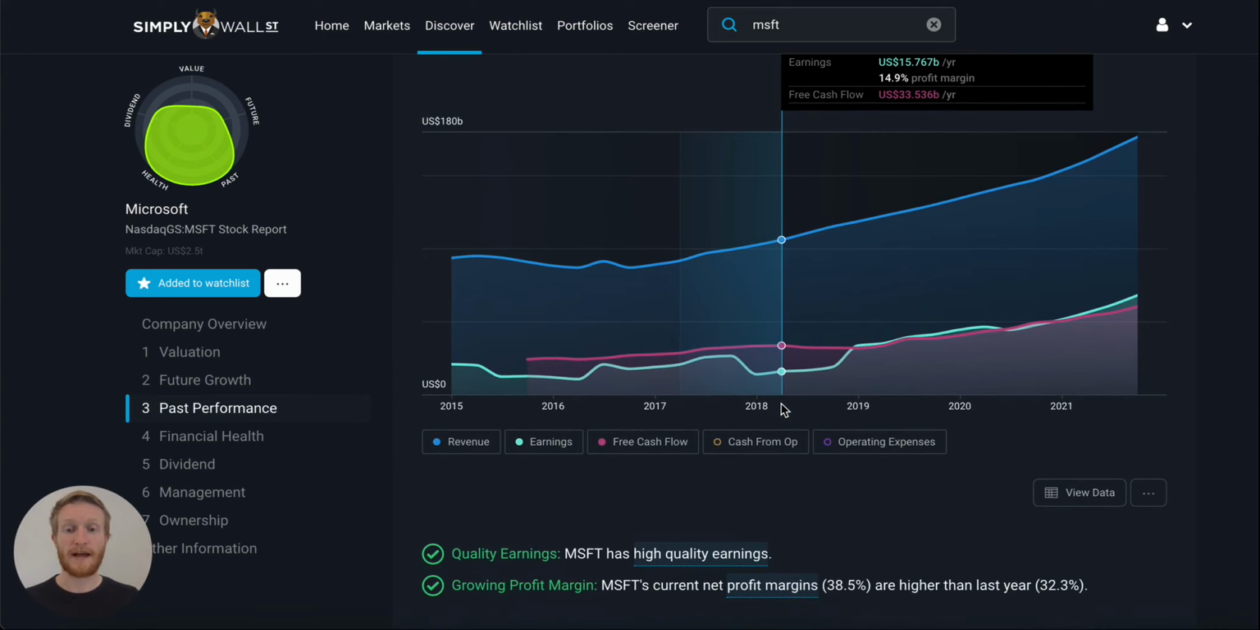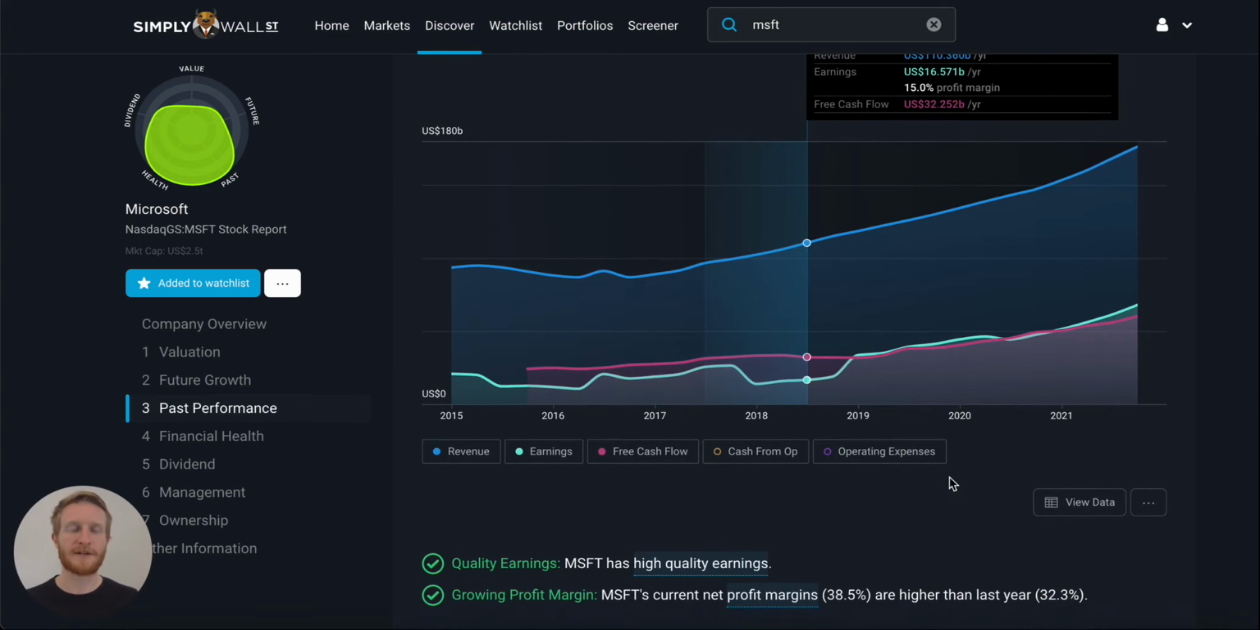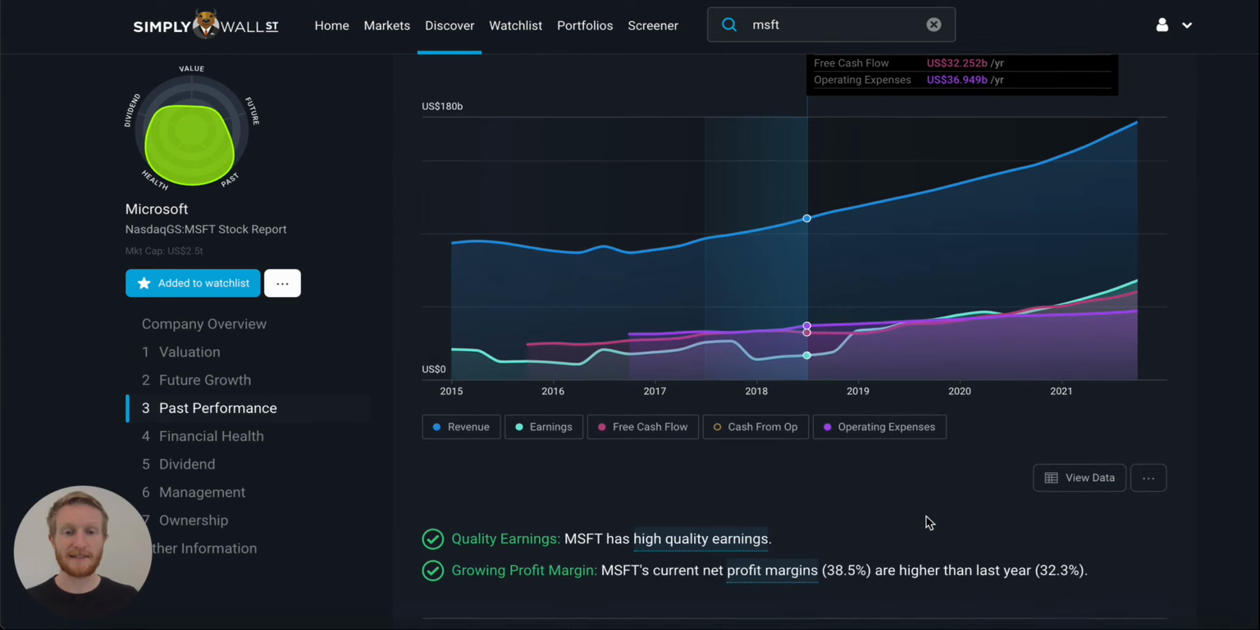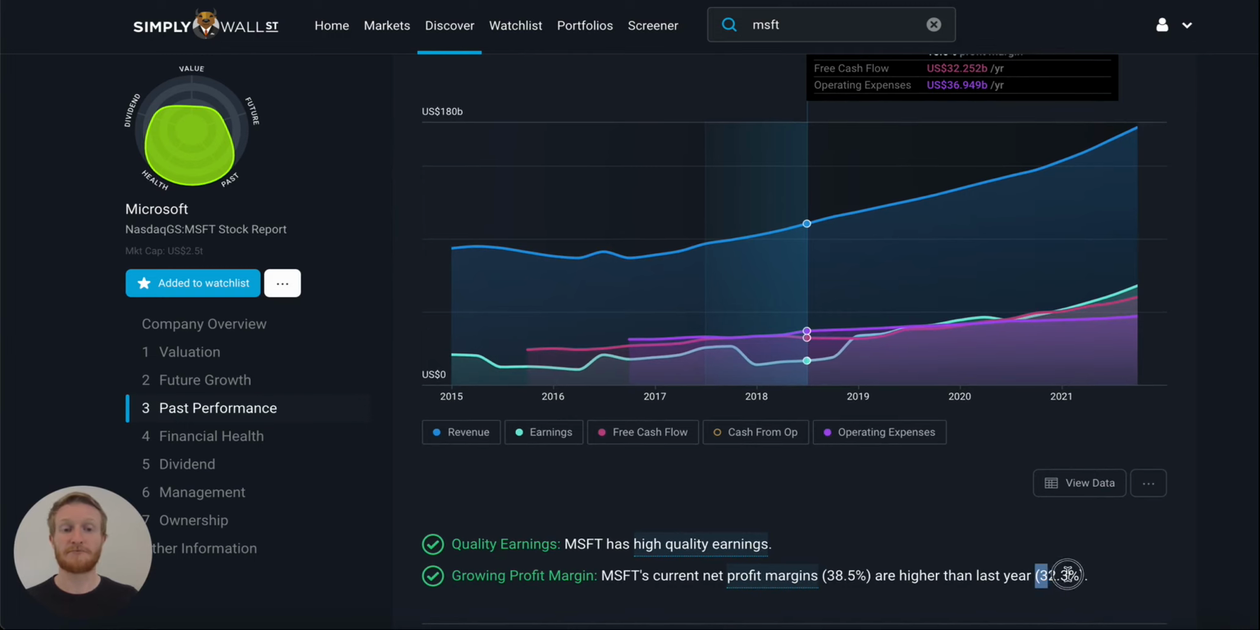And the next thing we look at is growing profit margins, because ultimately when you look at a business, you want to see that it's able to grow its profit margins through either reducing its expenses or keeping its expenses the same, or growing its top line more than it grows its expenses. And so we can see here that this company passes that check because its gross profit margins, net profit margins were 32% last year, and they're 38% this year.